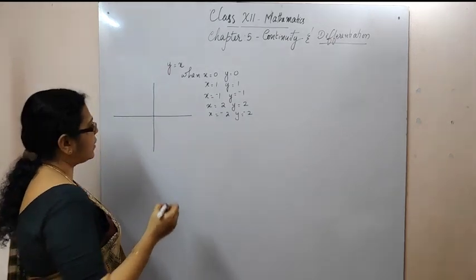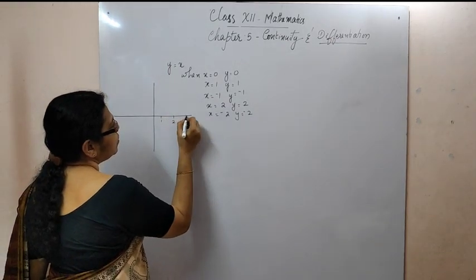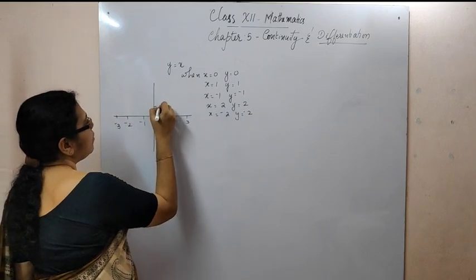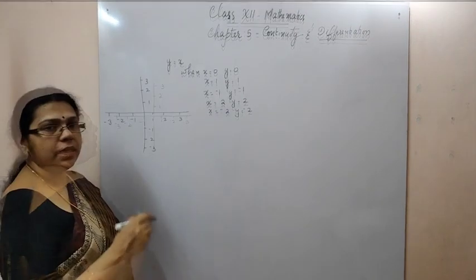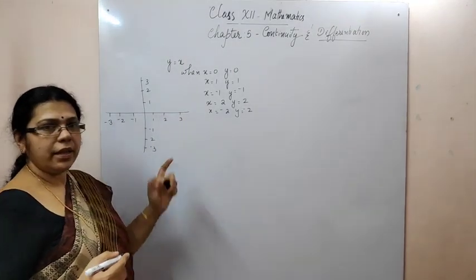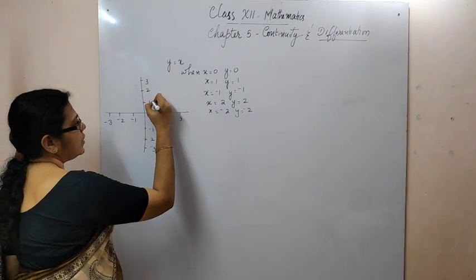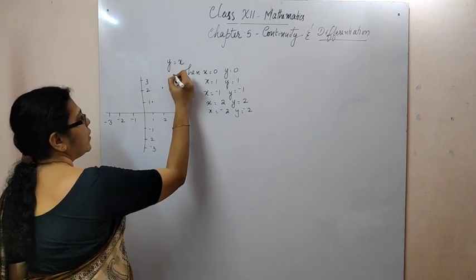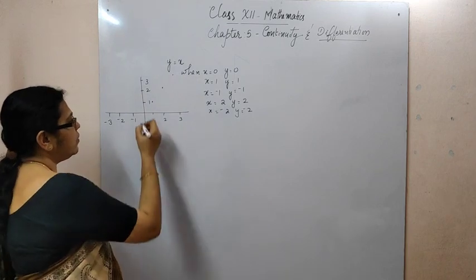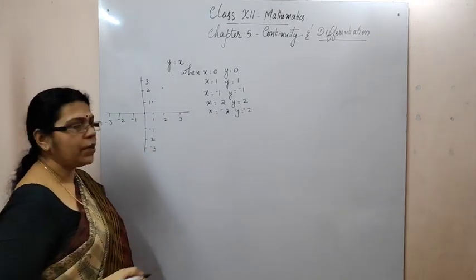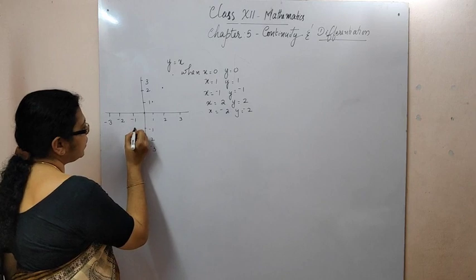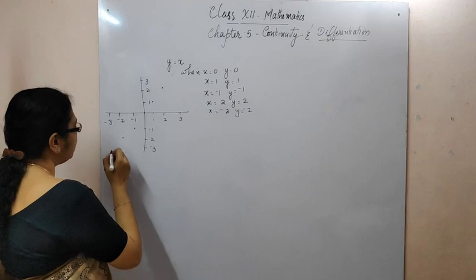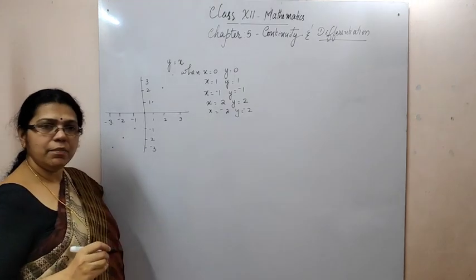Plotting the x-axis and the y-axis. This is 1, 2, 3. This is minus 1, minus 2 and minus 3. Here you have 1, 2 and 3. Now, when I draw the graph, x is equal to 1, y is equal to 1. x is equal to 2, y is equal to 2, x is equal to 3, y is equal to 3. x is equal to 0, y is equal to 0. x is equal to minus 1, y is equal to minus 1. x is equal to minus 2, y is equal to minus 2. x is equal to minus 3, you have y is equal to minus 3.